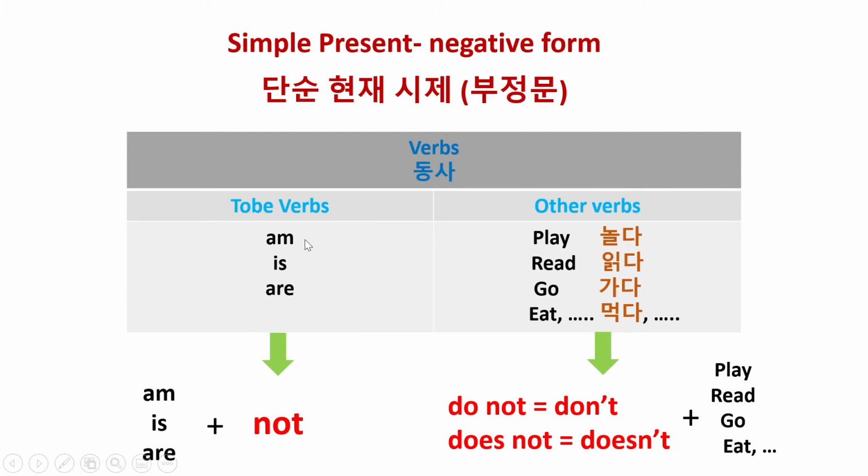For the to-be verbs am, is, are, we only need to add not after them. So we can say am not, is not, are not. For the other verbs, we add do not or don't, does not or doesn't before the verbs. Don't is the short form of do not. Doesn't is the short form of does not. Now let's practice with some examples.